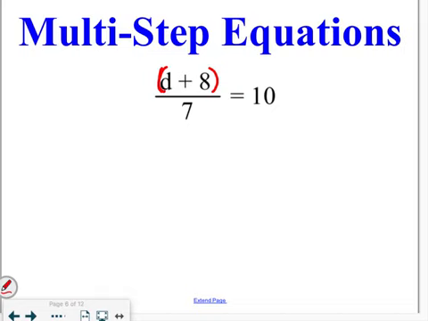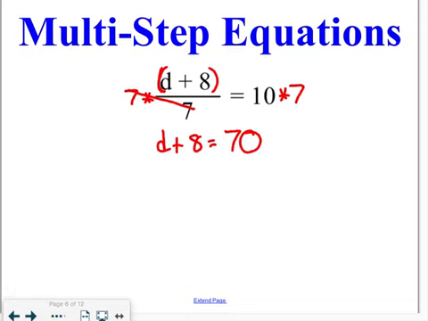So the first thing we are going to get rid of is the dividing by 7. So we multiply both sides by 7, cancel out the division, and I'm left with d plus 8 is equal to 70. Finishing out the problem now, we're going to subtract 8 from both sides and get an answer of d is equal to 62.